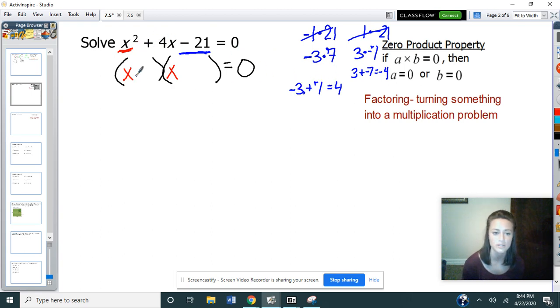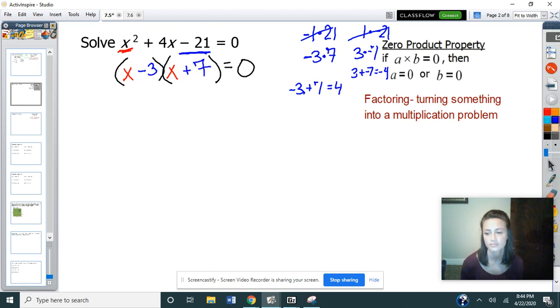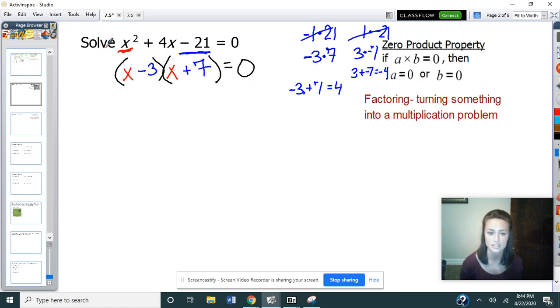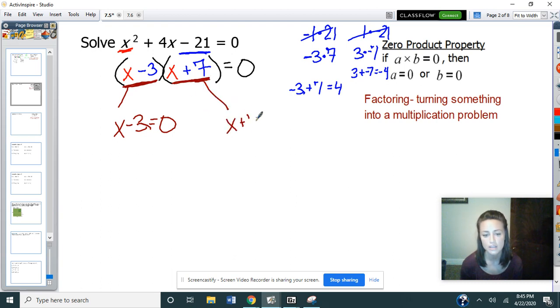So we're going to have negative 3 and positive 7. Those are the two numbers that go there, because x times x is x squared, negative 3 times 7 gives me negative 21, and negative 3 plus 7 gives me the 4. So if you distribute this out, you'll get this. But now we know this times this equals 0. So using the zero product property, either x minus 3 equals 0, it's so sloppy, I'm so sorry, or x plus 7 equals 0.